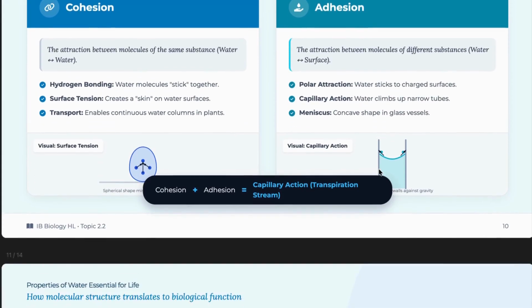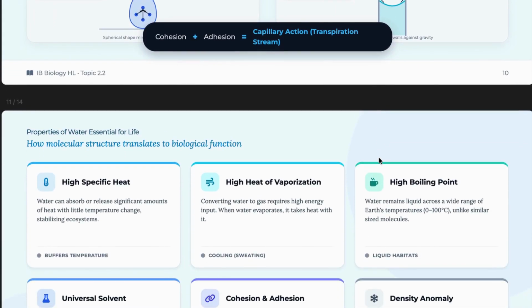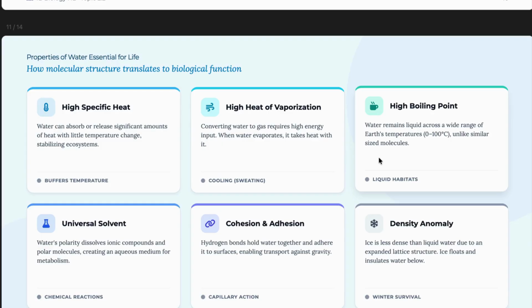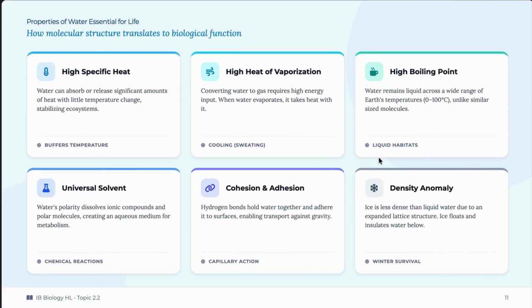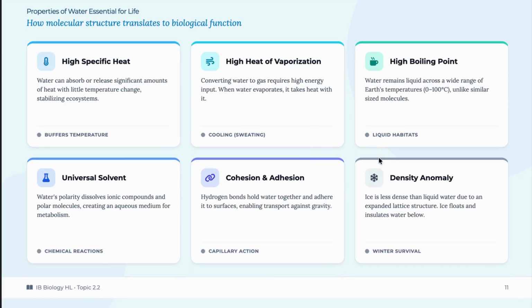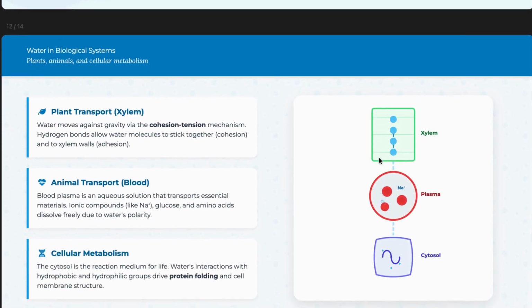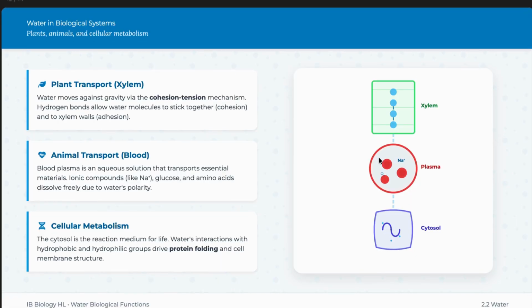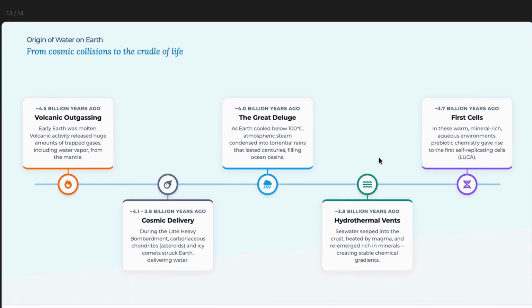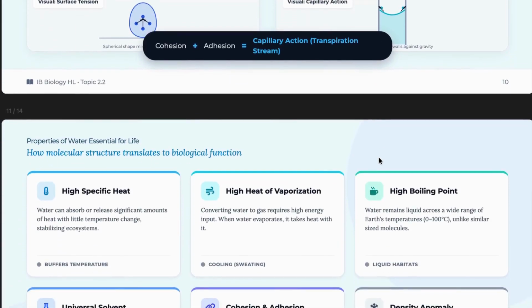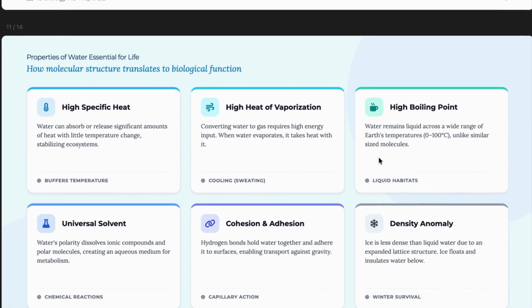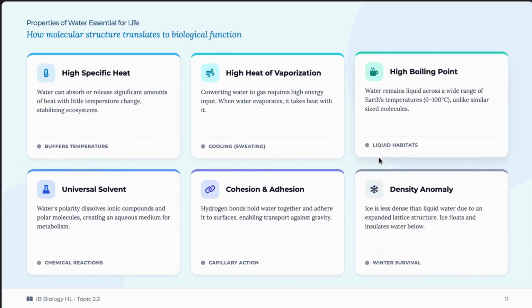Hydrogen bonds also explain cohesion. Water molecules stick to each other. This helps water move in a continuous column up plant stems and maintain surface tension. Adhesion: water sticks to other polar or charged surfaces. This enables capillary action, water transport in xylem, and blood plasma transport of dissolved molecules. Without polarity and hydrogen bonding, life processes would not function.